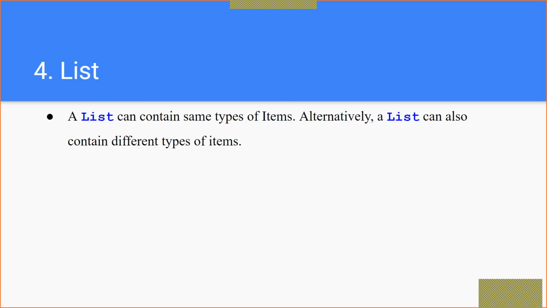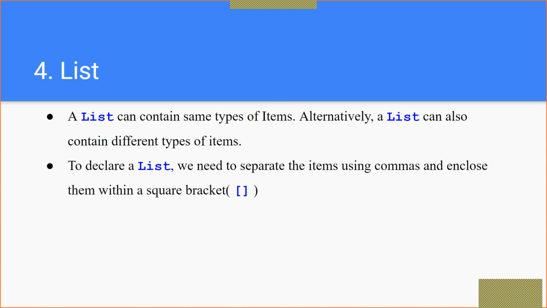A list can contain the same types of atoms, or it can contain different types of atoms. Now how can we represent that? To declare a list, we need to separate the atoms using commas. I think we have seen the declaration of an array in C programming. Again there we need the comma. But here it includes all the atoms in square brackets.